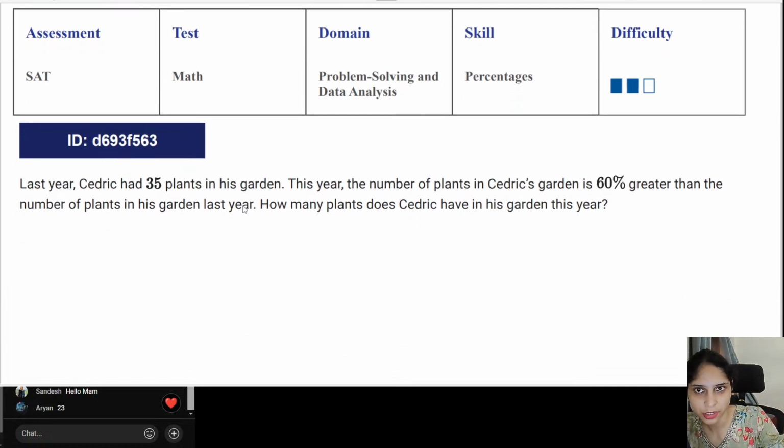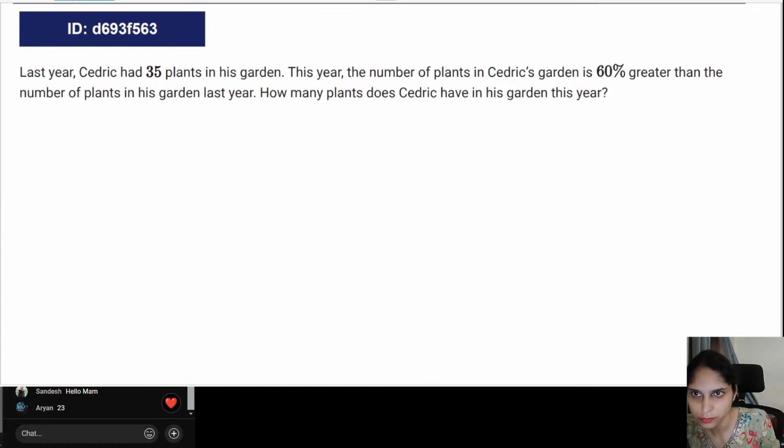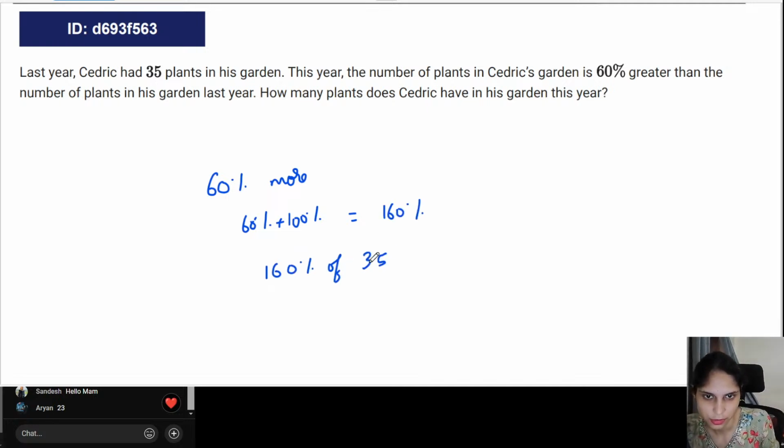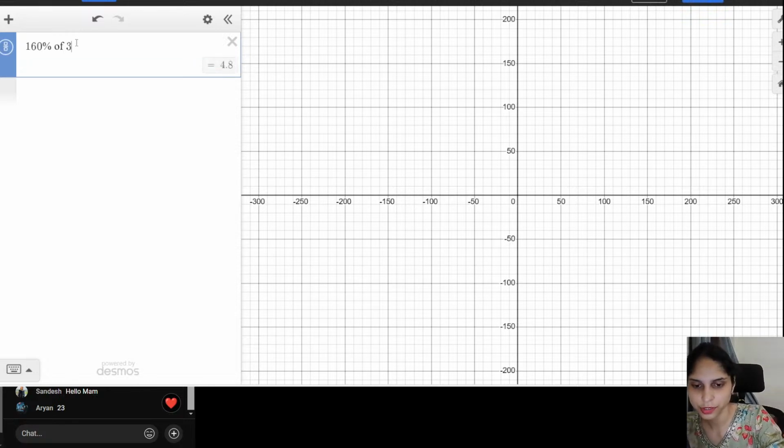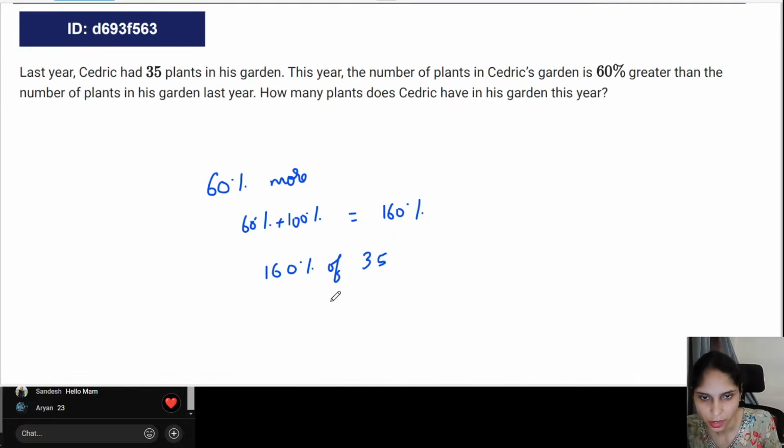So basically we're just finding out 60% more. That means 60% plus 100%, 160%. So basically we're just finding 160% of 35. It should be 560, but let's find out 160% of 35. 56. Not 560, it's 56. Okay? So 56 is your answer.